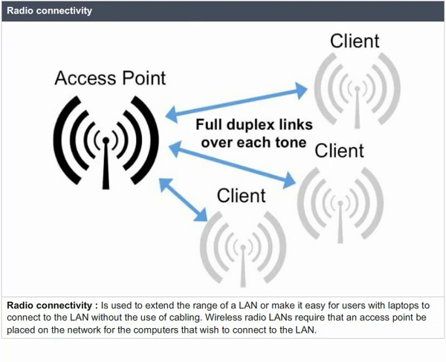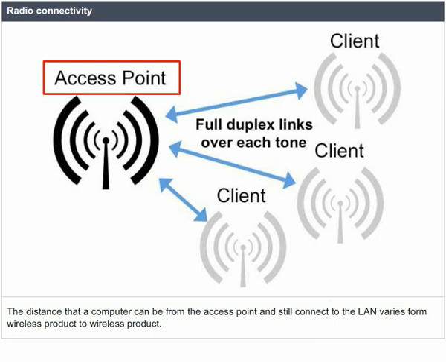Radio connectivity. Radio connectivity is used to extend the range of a LAN or make it easy for users with laptops to connect to the LAN without the use of cabling. Wireless radio LANs require that an access point be placed on the network for the computers that wish to connect to the LAN. The distance that a computer can be from the access point and still connect to the LAN varies from wireless product to wireless product.